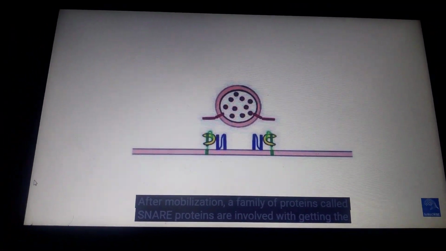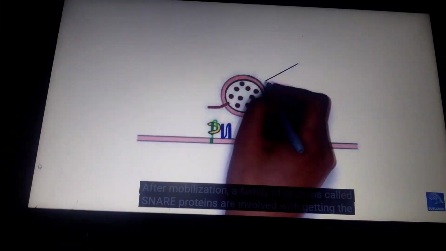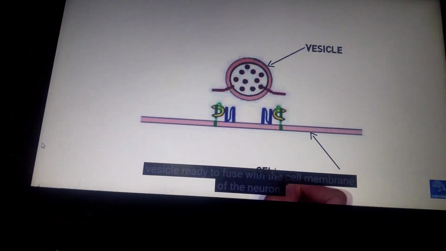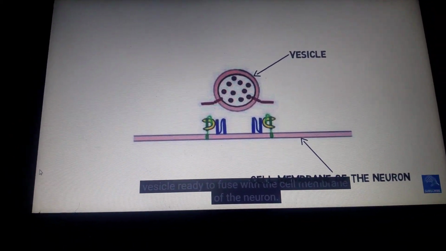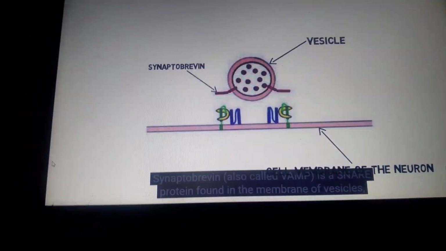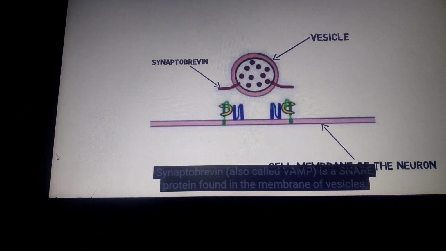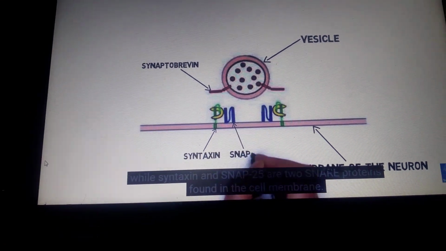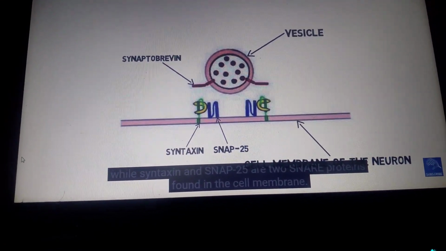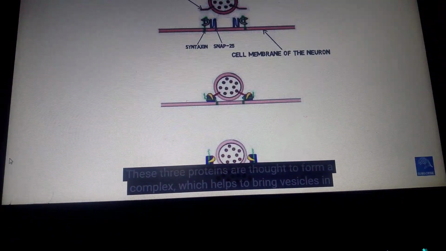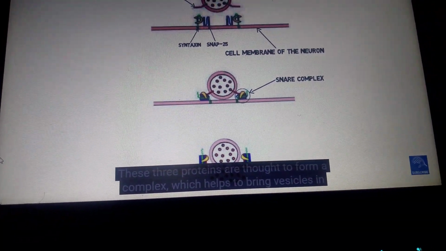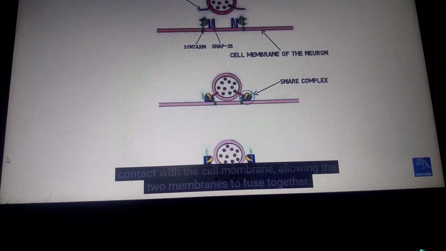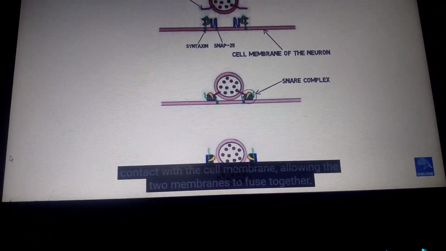After mobilization, a family of proteins called snare proteins are involved with getting the vesicle ready to fuse with the cell membrane of the neuron. Synaptobrevin, also called VAMP, is a snare protein found in the membrane of vesicles, while syntaxin and SNAP25 are two snare proteins found in the cell membrane. These three proteins are thought to form a complex, which helps to bring vesicles in contact with the cell membrane, allowing the two membranes to fuse together.